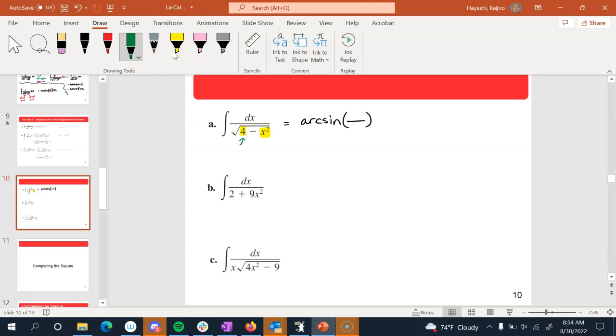Okay. And as they appear there, they're not just straight up u and a, but they're u squared and a squared. So the constant is actually a squared. So 4 is a squared, meaning that a is 2. And u squared, the variable term squared, is x squared, meaning that u is simply x. So if you're looking for the arcsine of u over a, well, that's going to be the arcsine of x over 2. And then plus c because this is an antiderivative. That's it.